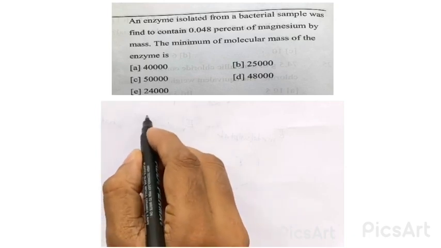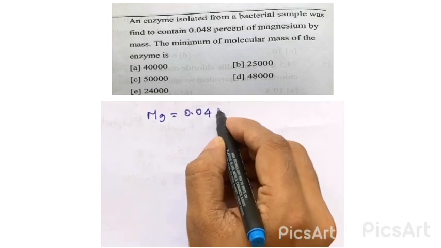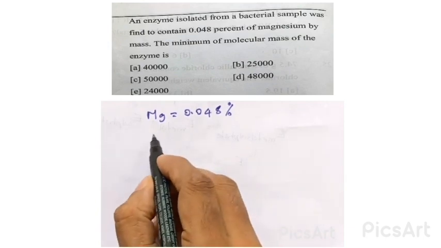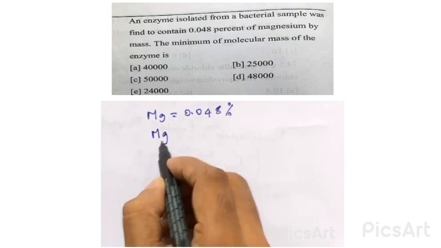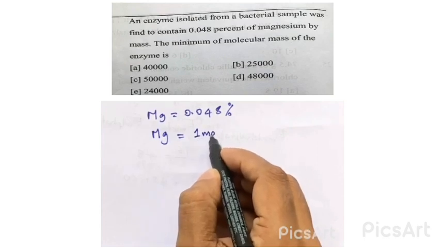An enzyme isolated from a bacterial sample was found to contain 0.048% of magnesium. So, magnesium mass percentage is 0.048. Then the minimum molecular mass of the enzyme is to be determined. To find the minimum molecular mass, we can consider that the enzyme contains the minimum number of magnesium. Minimum number of magnesium is 1.